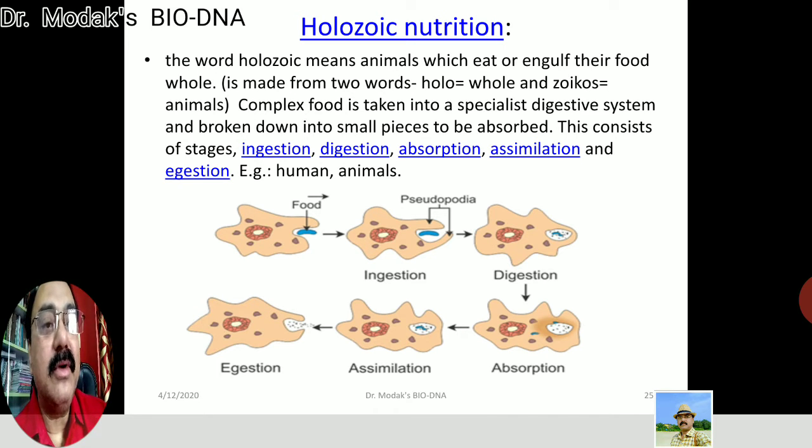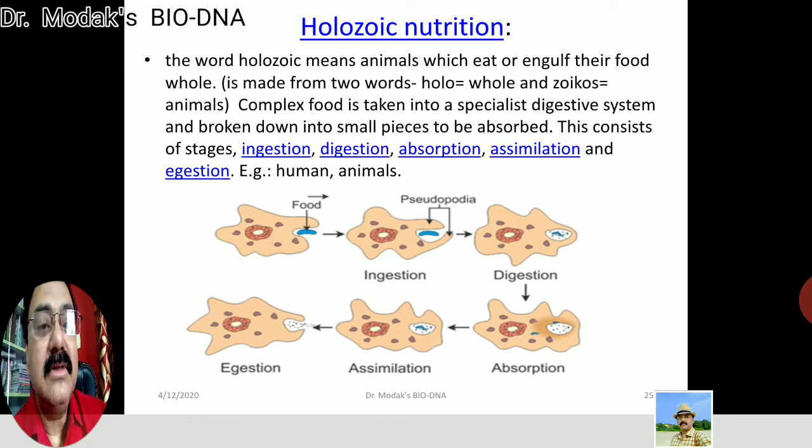The food vacuole containing the food is acted upon by the enzymes present in the amoeba. This food is then converted into simpler material and these simpler materials are absorbed in the protoplasm of amoeba, which we call digestion.